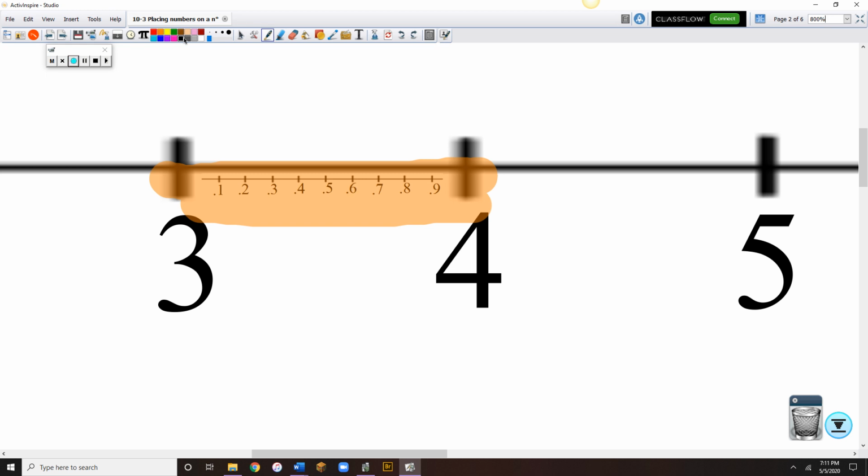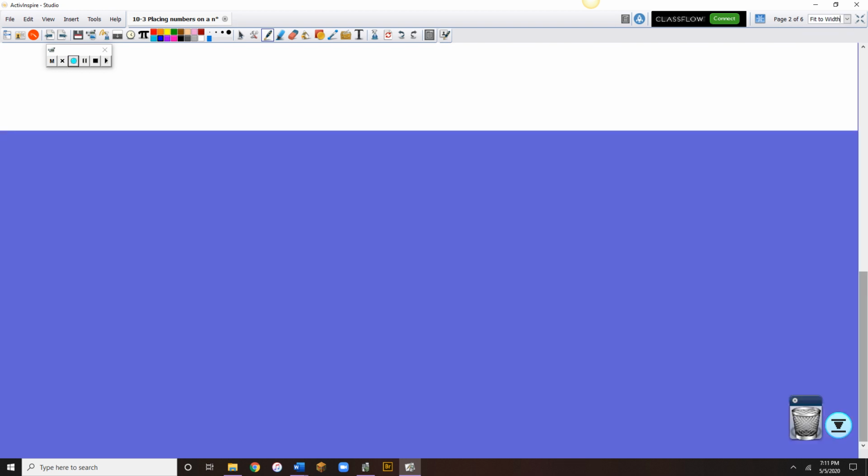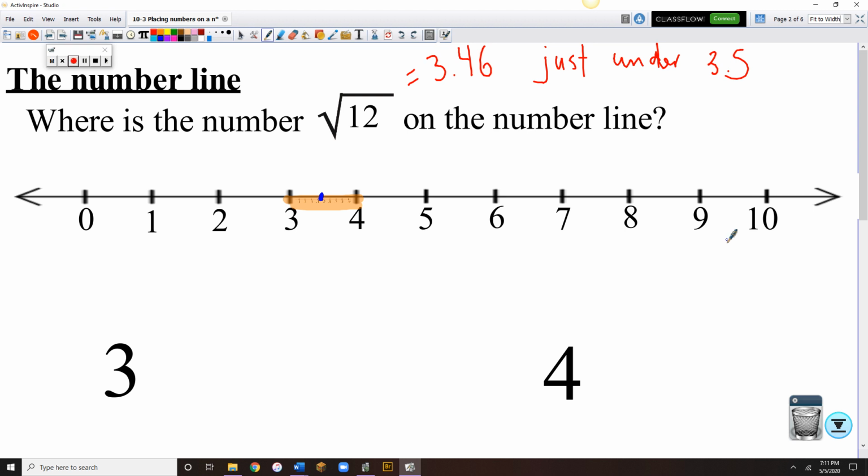So if I'm going to place a dot on the number line for where it is, I would be going just under halfway to put my dot. And I'm making it super big because I'm about to shrink this back down to normal size. And that's about where it would be. And then we would label that dot square root of 12. We're going to label what that dot represents.